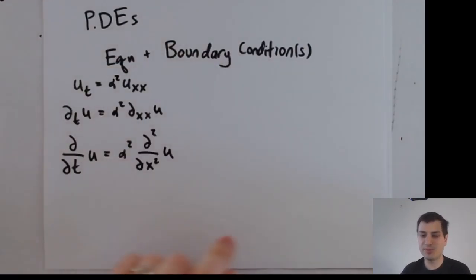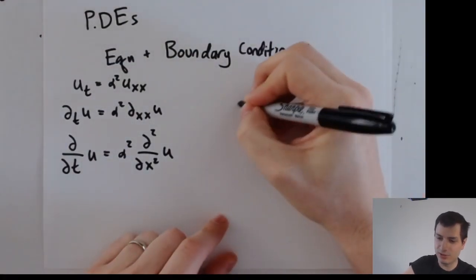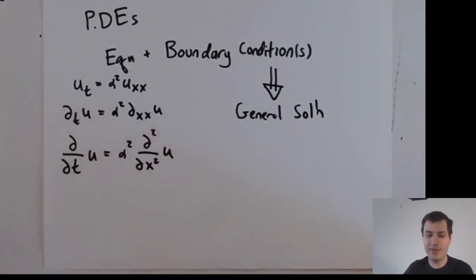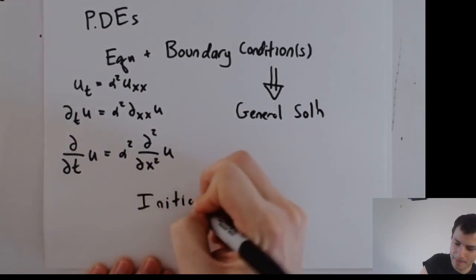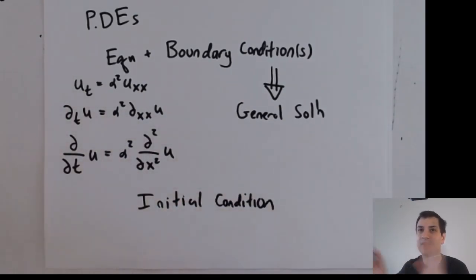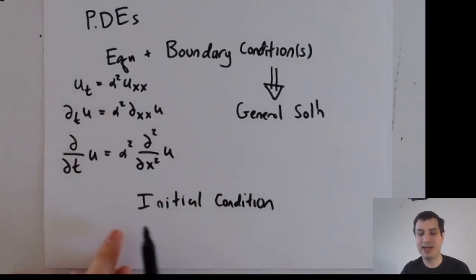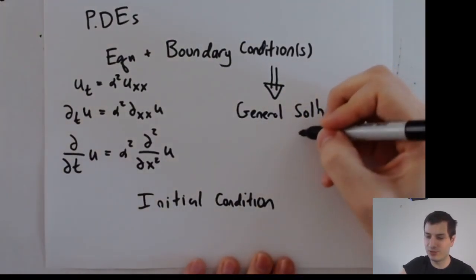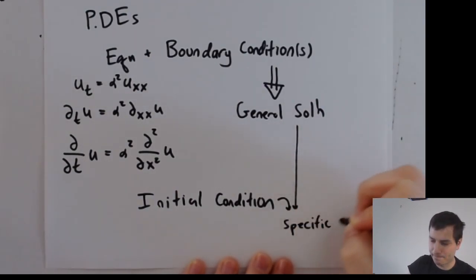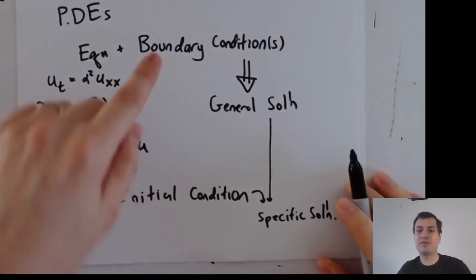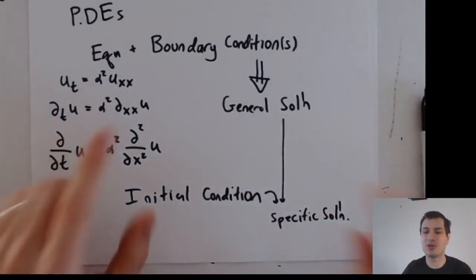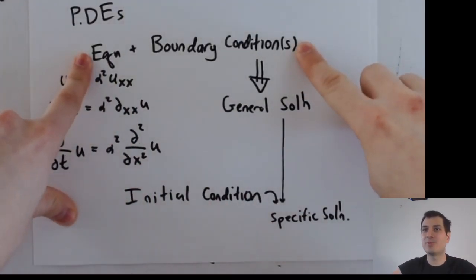Okay, so if you have an equation plus boundary conditions, you can get a general solution to your PDE. The general solution, just like in everything else we've done, is going to involve some constants, C1, C2. And if you also have an initial condition, you can take the general solution, mix it with the initial condition, and get a specific solution. The thing that people often forget is the boundary conditions. Without the boundary conditions, you cannot find a general solution. So that is an important new piece of the puzzle.